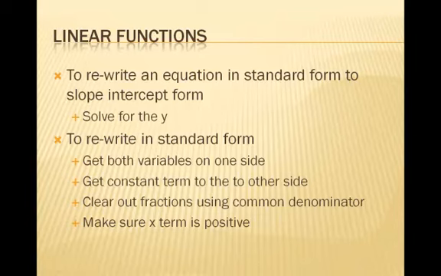If you want your equation in slope-intercept form, then you basically end up solving it for y. So get that y all alone. If you want it in standard form, well then that requires a little bit more work, but it can be done. To write an equation in standard form, get both of your variables on the same side. Make sure that the constant term, that's the one without any x's or y's, is on the other side.